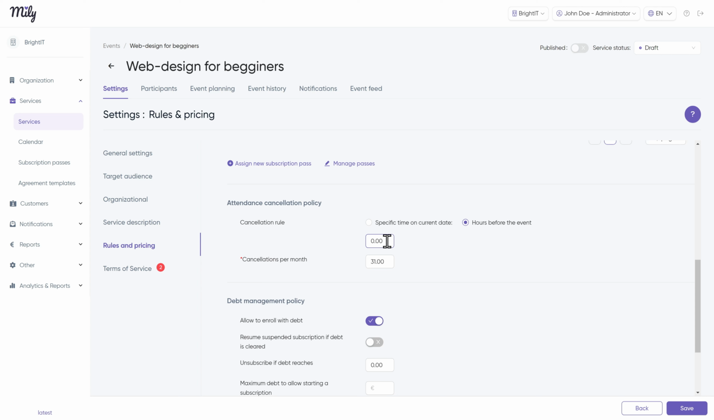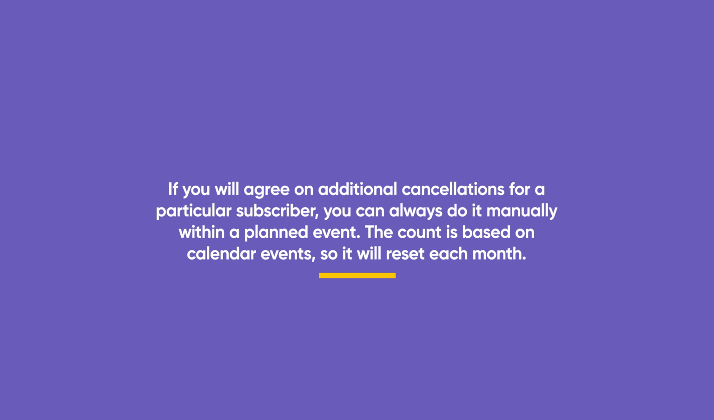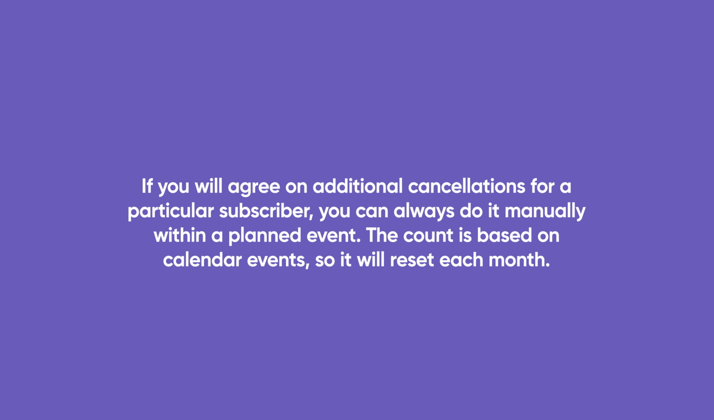In case you will be using subscription passes in your service, you may specify in a particular subscription pass whether it is eligible for the cancellation policy. First, set how many hours before the event or before what specific time a subscriber can cancel attendance. Secondly, set how many cancellations per month subscribers are allowed to make within this service. If you agree on additional cancellations for a particular subscriber, you can always do it manually within a planned event. The count is based on calendar events, so it will reset each month.